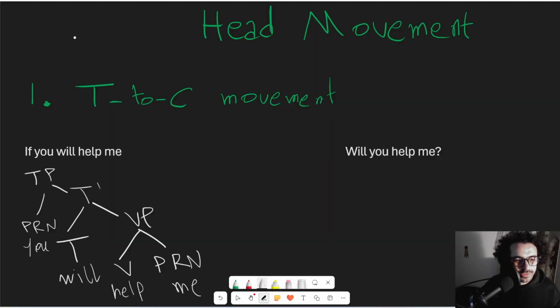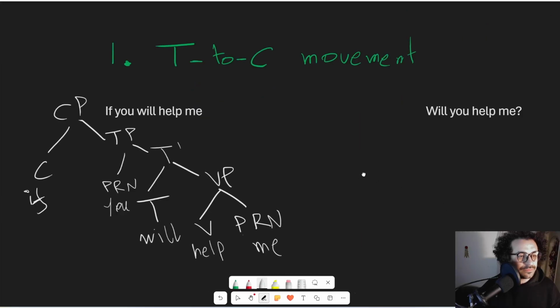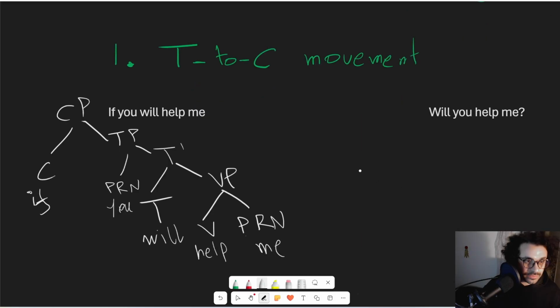So far we have you will help me, but this is actually an interrogative sentence. So we do need to extend the projection a little bit further, and we need to go to the CP, and then the sentence should be headed by a C, and the C itself should be if. If you look at this, you see that it's quite straightforward. If is the complementizer, you is the pronoun, will is the auxiliary occupying the T, V is the main verb, which is help, and then the object pronoun is me.